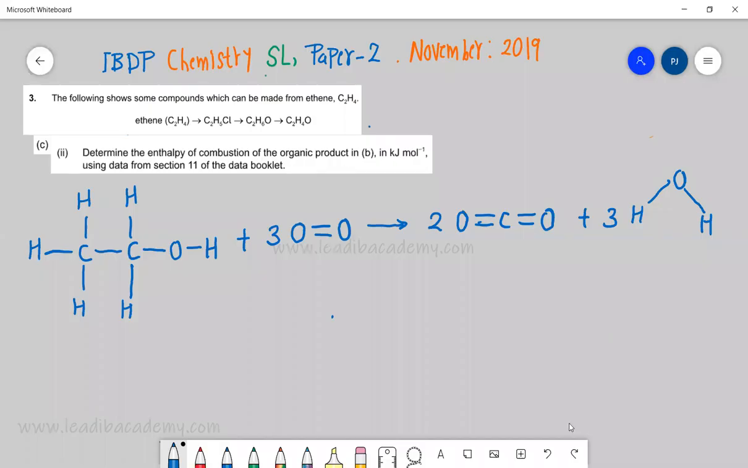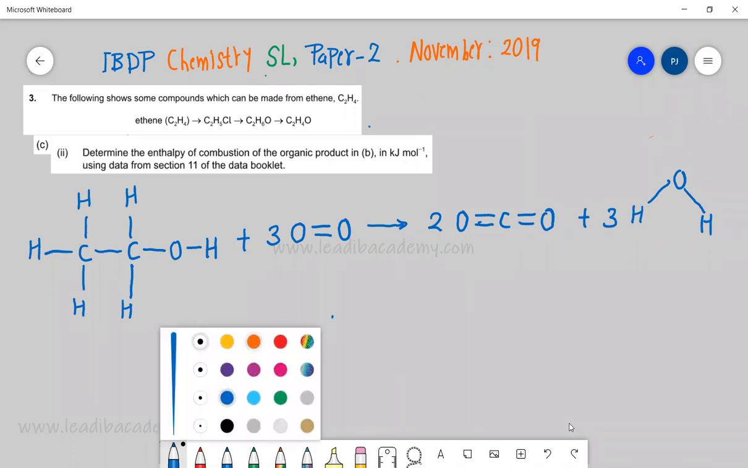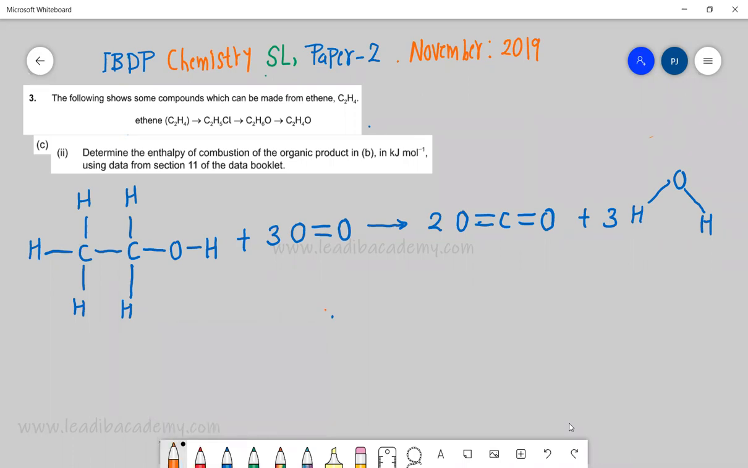Let's look into question number 3C2. Determine the enthalpy of combustion of the organic product in B in kilojoules per mole using the data from section 11 of the data booklet. I just kept this ready because we know how to calculate the enthalpy of combustion. What we are going to do, very simple, is look into the various kinds of bonds.